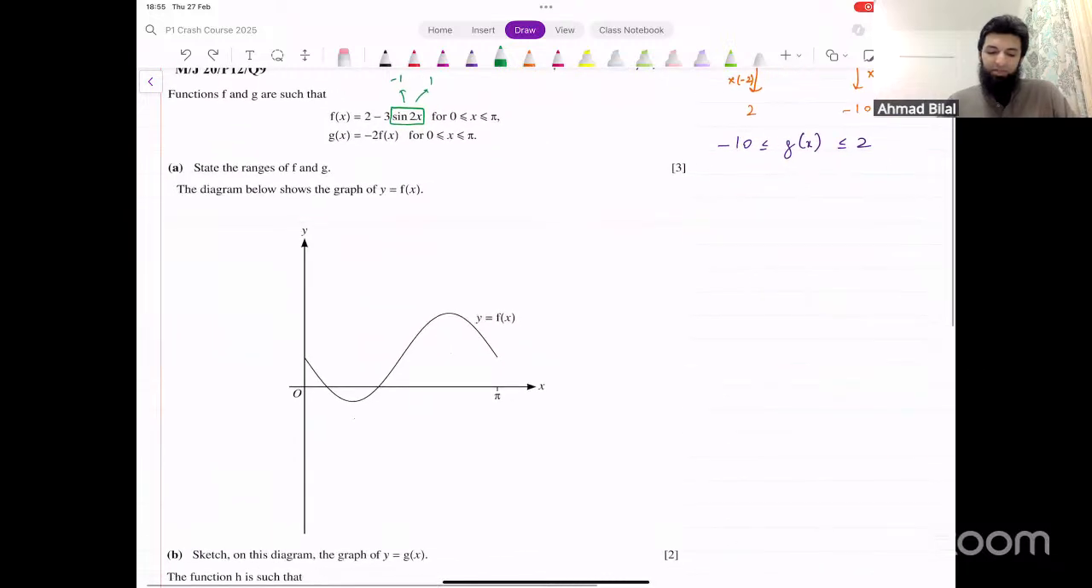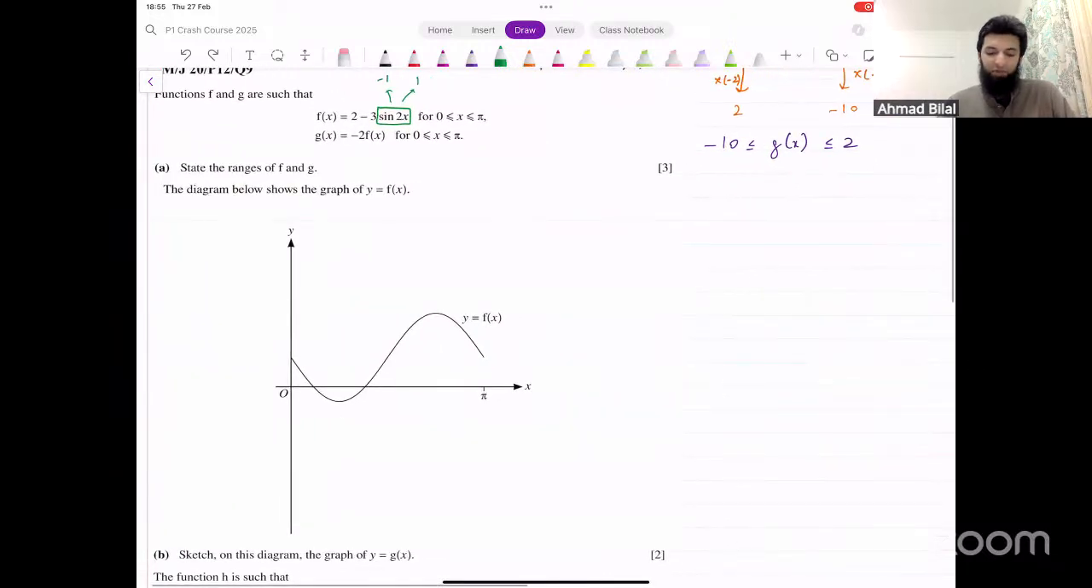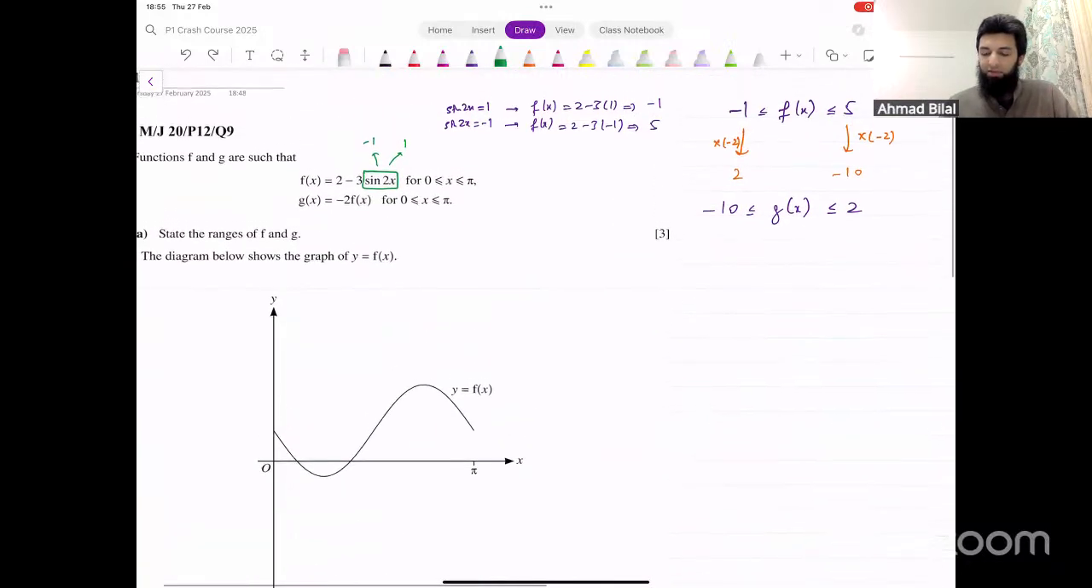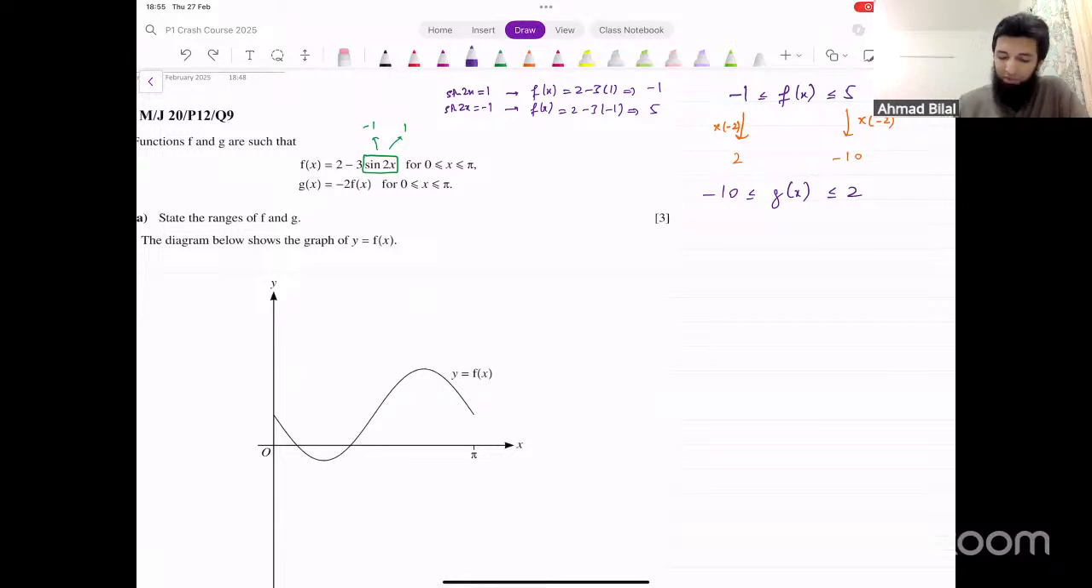Now the second part says, the diagram below shows the graph of y equals f of x. Sketch on this diagram the graph of y equals g of x. Now that we know what the range of the function is, this is f of x, right? We can mark these points now. The maximum point of f, what's that? That's 5. So this point is supposed to be 5. The minimum point of f is -1. So that means this point is supposed to be -1. Baseline is going to be exactly in the middle. This is going to be the baseline. This is 2. Baseline is at 2. So that's the f of x function.